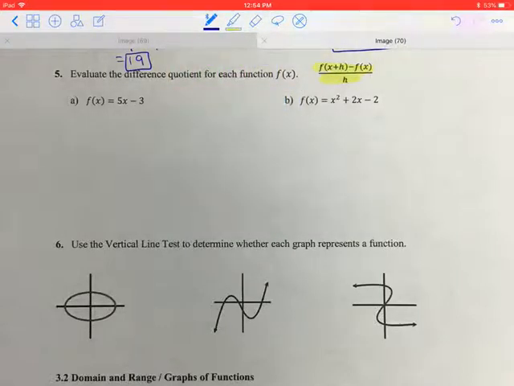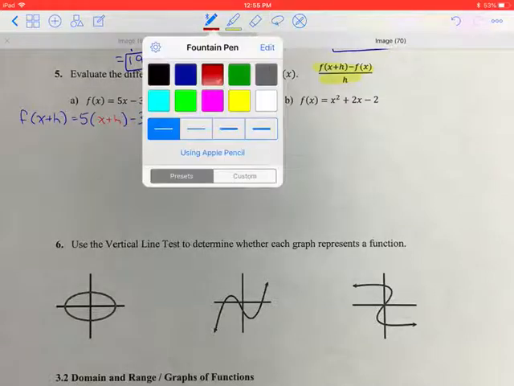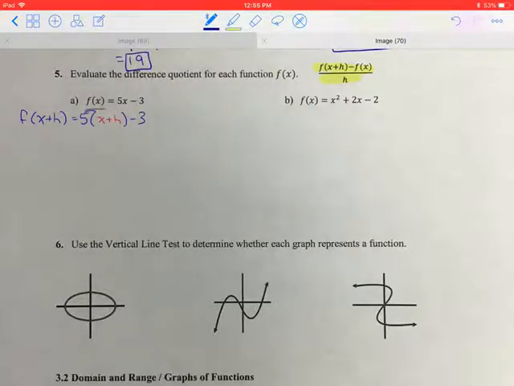Okay, so I'm going to go ahead first on part A, and I'm going to calculate f of x plus h. So I'm going to start by putting an open set of parentheses in place of my x. And then I'm going to go back and replace my x with x plus h. All right, so if I clean that up, I can distribute that. That would be 5x plus 5h minus 3. And I don't have any similar terms, so that's done.